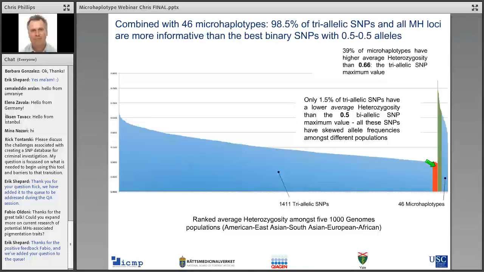When we include on the same chart the microhaplotypes, you can see that a very large proportion of the microhaplotypes here have even higher informativeness. So 39% of microhaplotypes are well above the 0.66 maximum for triallelics. So again, we're going to get good information for kinship analyses from this type of SNPs. This one here is a microhaplotype with a triallelic SNP. So it's a nice combination of both types of marker, if you like. So that has a much higher heterozygosity as a result.